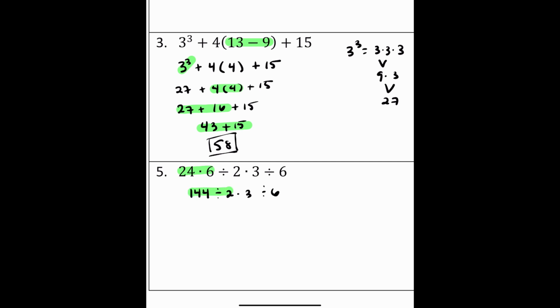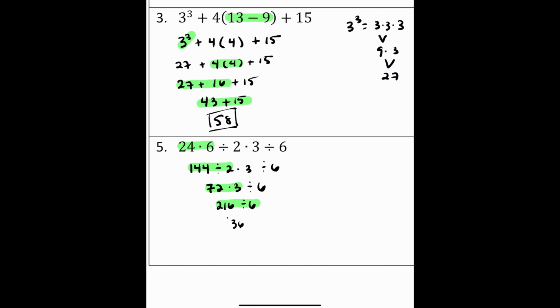And then I'm going to divide these two numbers. 144 divided by 2 is 72. Times 3 divided by 6. And then I'm going to go ahead and multiply 72 times 3. So 72 times 3 is 216. Divided by 6. So now I can go ahead and perform my last step, which is to divide these two numbers, and that is going to give me 36.